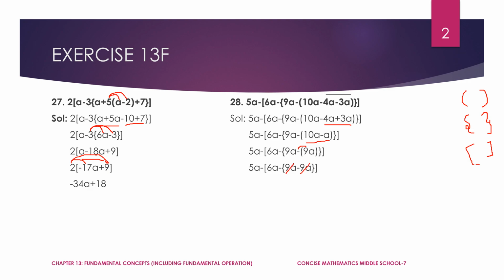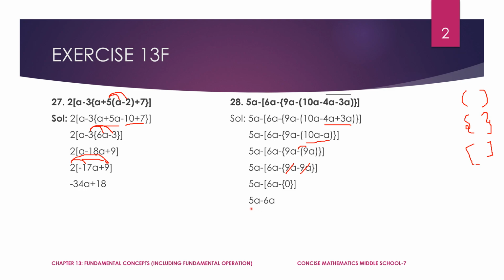Plus 9a minus 9a. Like terms with opposite signs, you can cancel them, right? Now 5a minus 6a minus 0. When 0 has a negative sign, you can just neglect it. So 5a minus 6a.